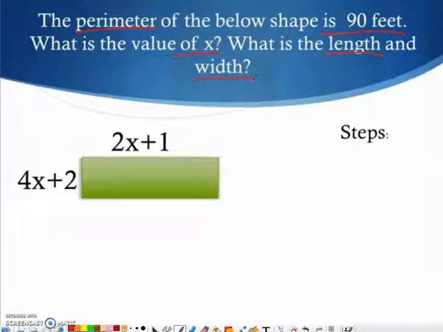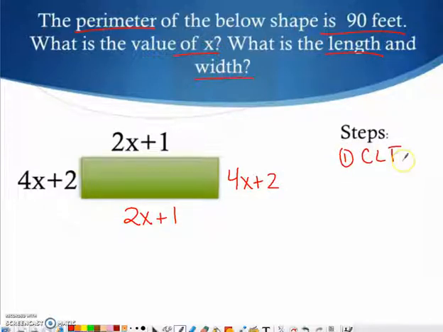So step 1 was to combine like terms, correct? True. However, on this shape, I don't have these sides right here, so I'm going to write them in. If this is 2x plus 1, then this is 2x plus 1. If this is 4x plus 2, then this is 4x plus 2. And then step 1 again is still just combine like terms. CLT, combine like terms. So same thing we did before.